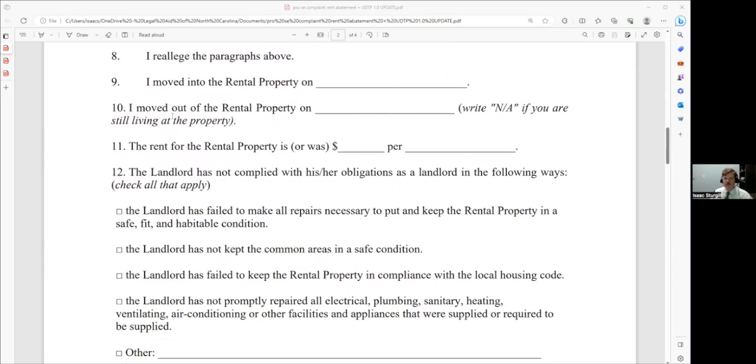If the tenant's already moved out of the property, you would put the date that the tenant moved out. But many times the tenant may still be living in the property, and so you would write, not applicable if that's the case.